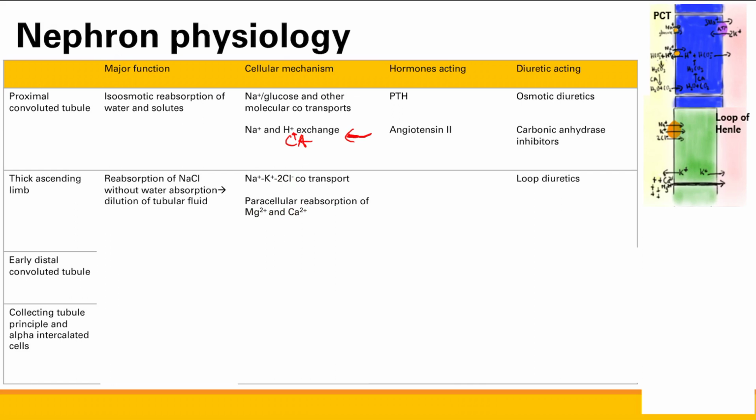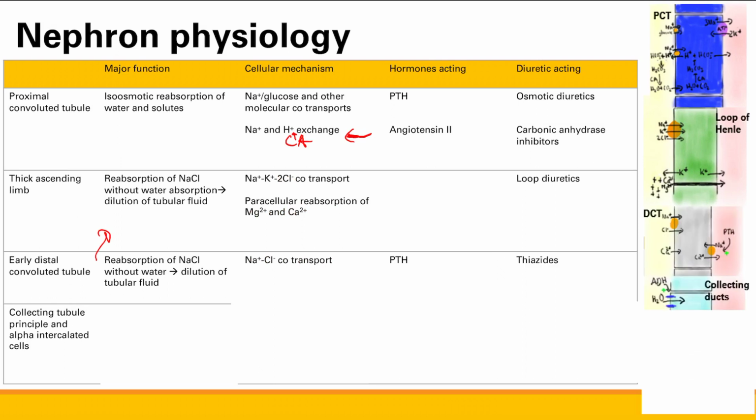Next, early distal convoluted tubule. What is the major function here? Same as the loop of Henle, reabsorption of sodium without water, leading to dilution of tubular fluid. Okay, they have the same major function. The only difference is the cellular mechanism is a little different. The thick ascending limb has this potassium sodium 2-chloride cotransport. Early distal convoluted tubule has that sodium chloride cotransport. Okay, and this one actually has a hormone acting on it. Remember, it's PTH again, stimulating that calcium reabsorption. And what was the diuretic that acts here? Diuretic that acts here is thiazides. So thiazides at the distal convoluted tubule, loop diuretics at the thick ascending limb of the loop of Henle.